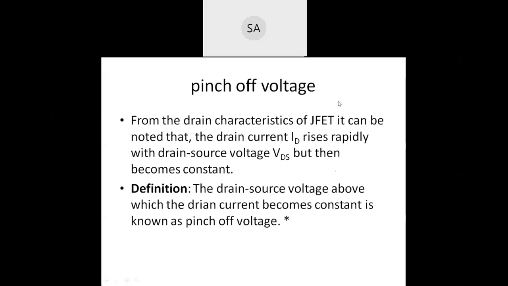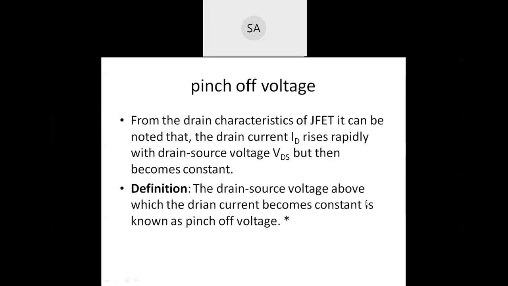Okay, so what is pinch-off voltage? From the drain characteristics of JFET, it can be noted that the drain current ID rises rapidly with drain to source voltage VDS, but then becomes constant. Up to some point of voltage it rises, and after that point it is constant. That is the definition of the pinch-off voltage.